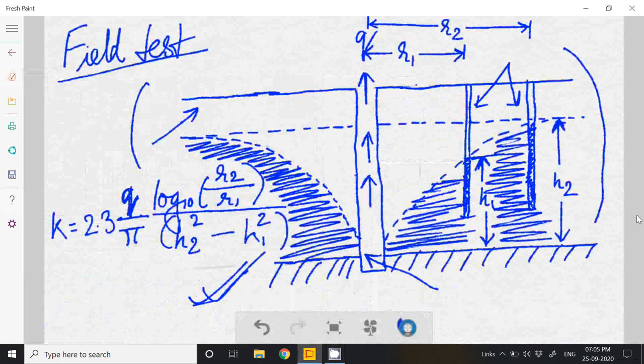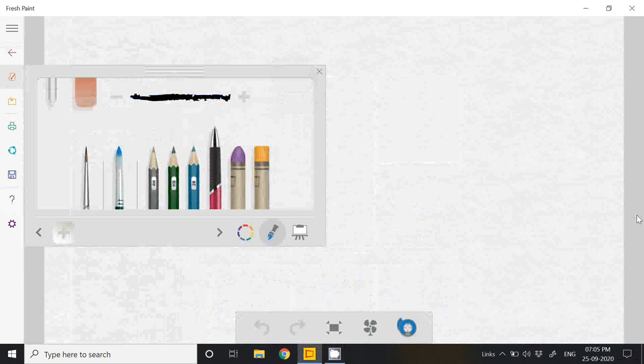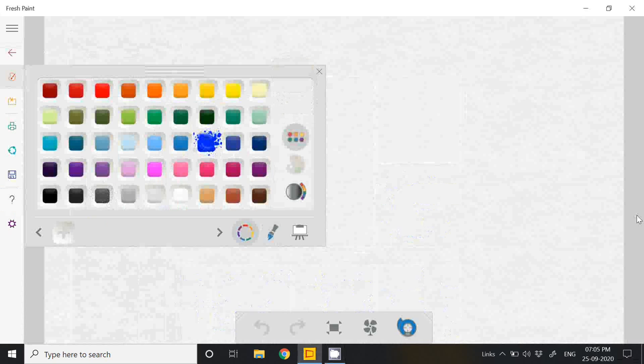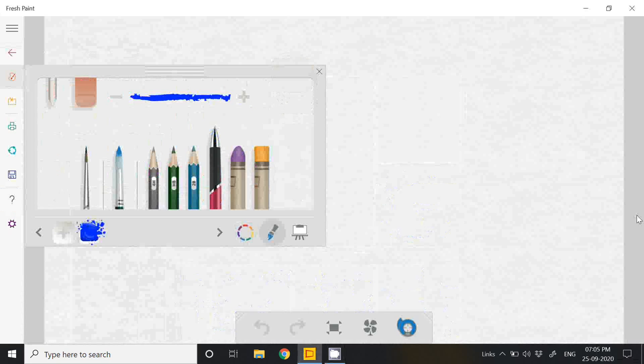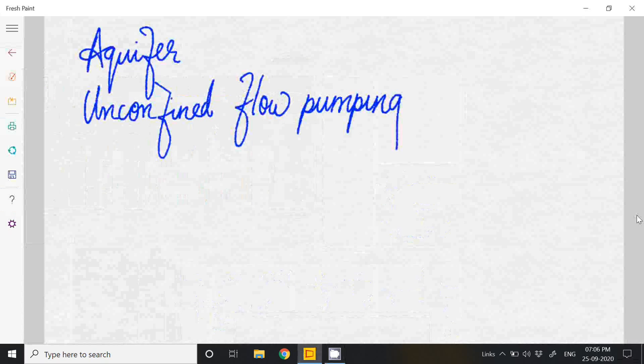This mass of soil is generally called an aquifer, and this test is called the unconfined flow pumping test. Now, why is it called unconfined?